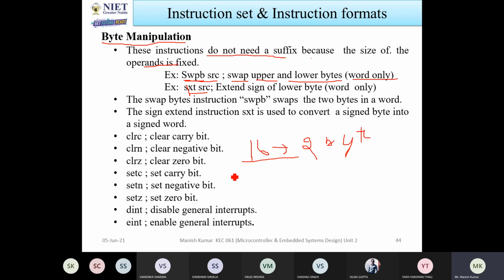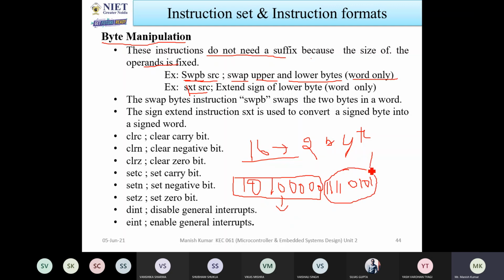Let us say any word is given; I am writing 1010 as an example, 000, 111, 0101. So this is a 16-bit number. In a 16-bit number, we can divide it so that this 8-bit part is called the higher byte and this 8-bit part is called the lower byte. Now, with the help of this instruction, you can exchange the lower byte into the higher byte.